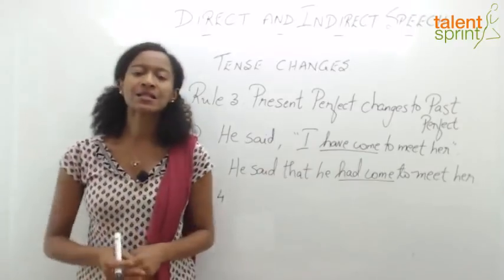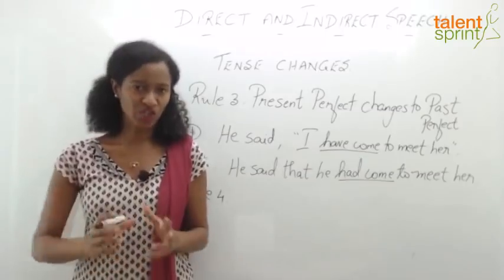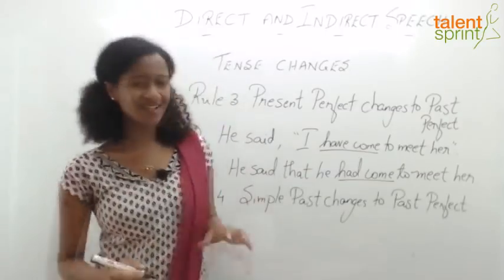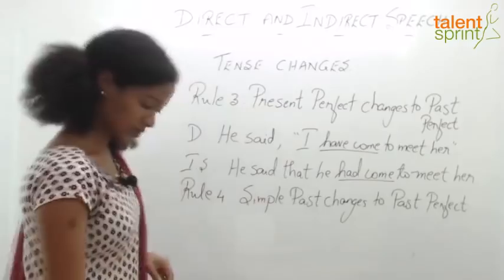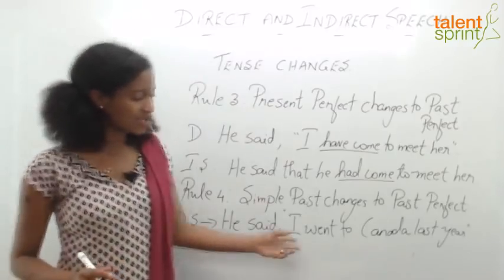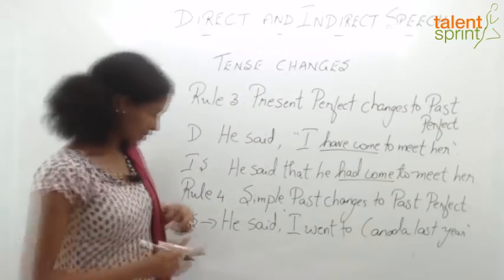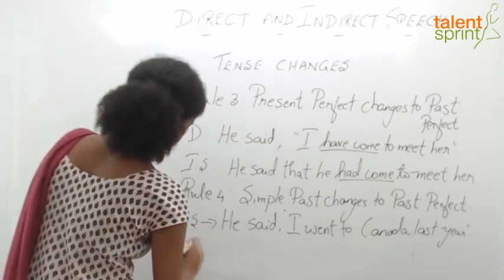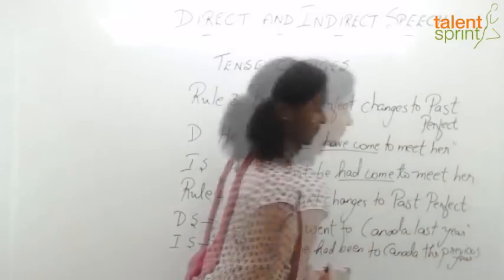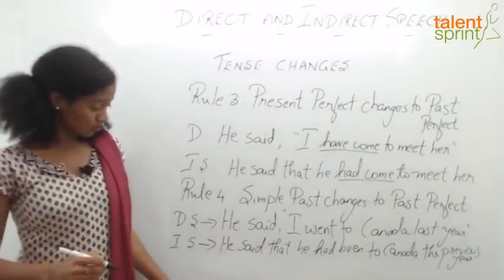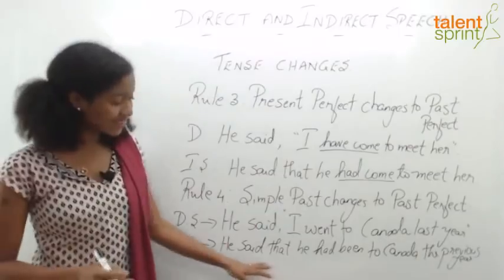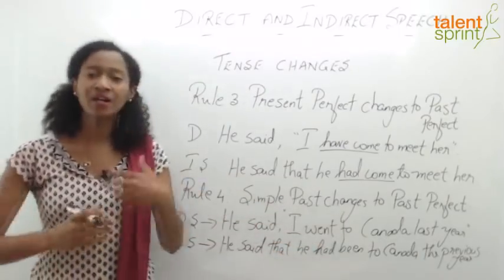Rule number 4 is simple past is changed to past perfect. Let's understand this with an example. The example sentence is, he said, I went to Canada last year. Let's change this to the indirect speech. Right? So the example sentence says, he said that he had been to Canada the previous year.